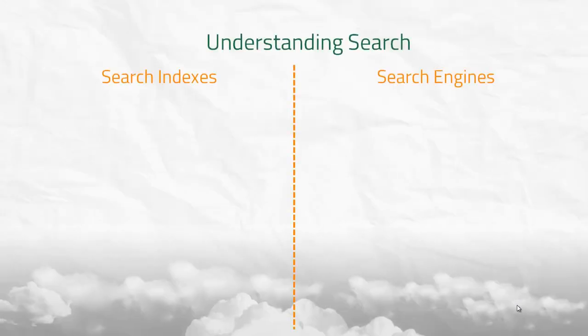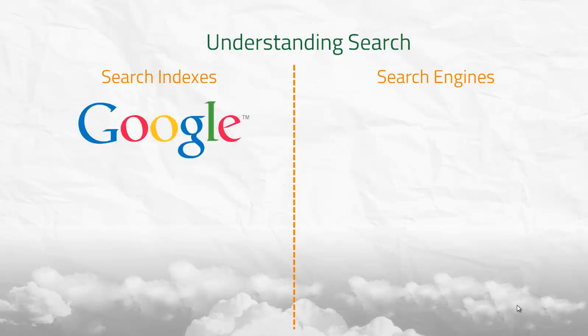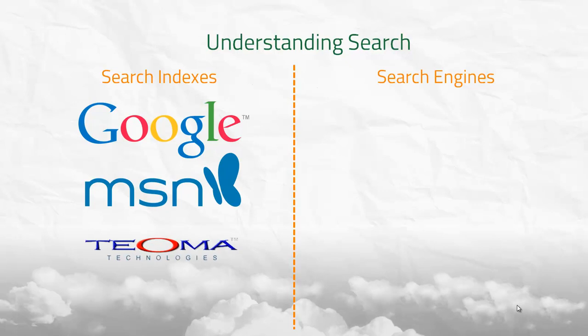So now that we have that basic understanding, let's go ahead and understand how search works. There are two sections to it: search indexes and search engines. A couple of examples of search indexes are Google, MSN, and what's called Teoma. A search index is a place where all the algorithms are stored to determine what appears in the search results. When someone indexes or scans your website, this is where that information goes, through one of these search indexes. Now, search engines are what you're familiar with.